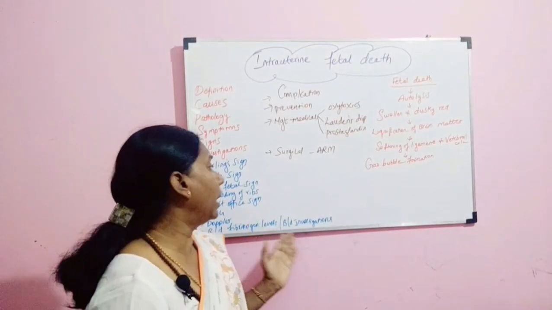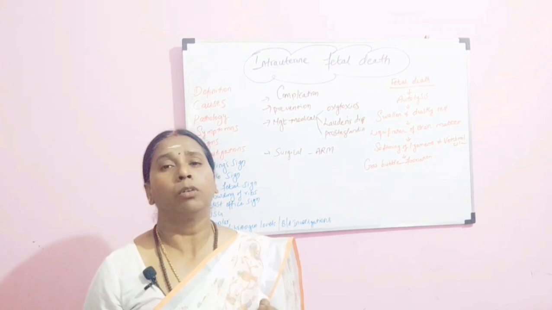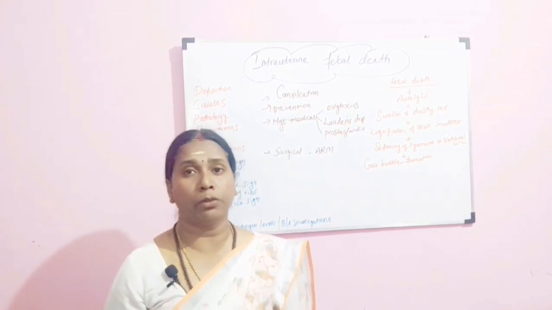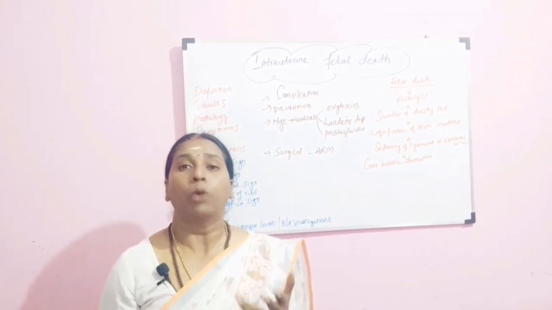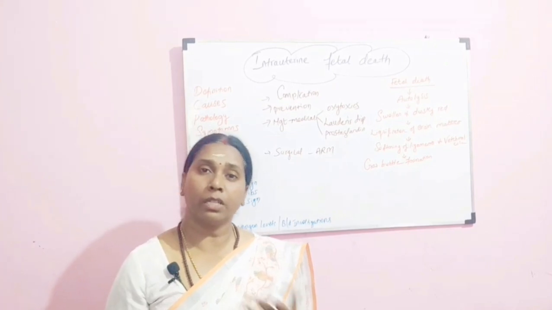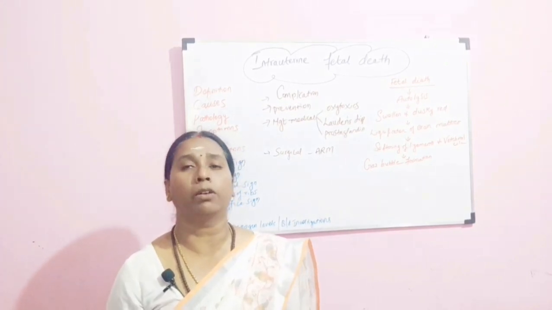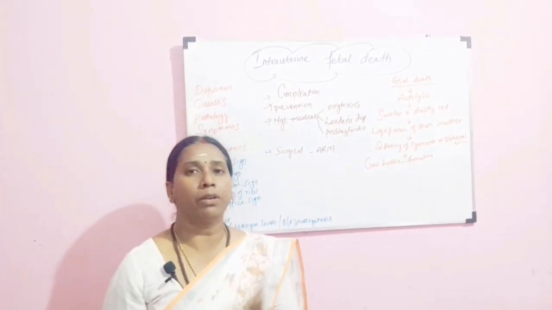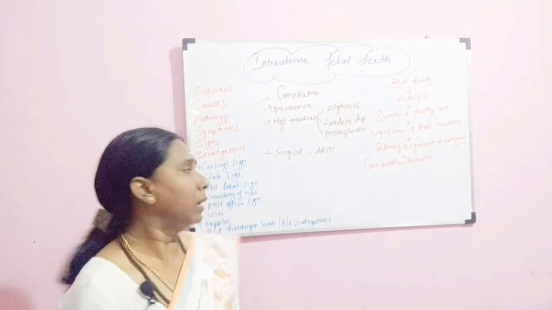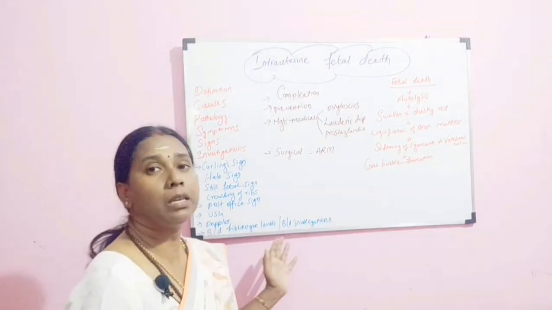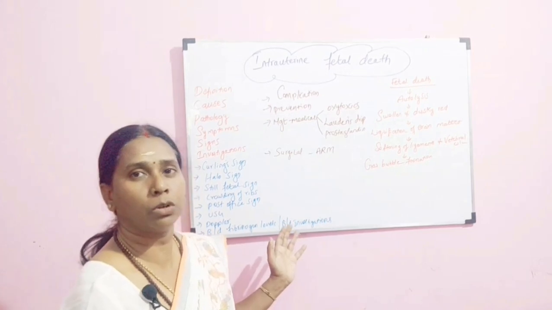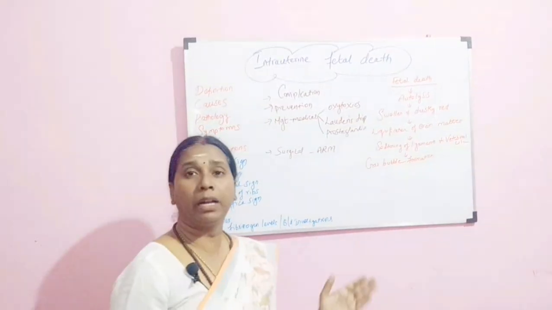Then we have blood fibrinogen levels. You have to assess blood fibrinogen levels to see any coagulation disorders, because once the fetus is dead, there will be a coagulation disorder. So within 1 week, you have to analyze the blood fibrinogen levels to see whether there are any coagulation disorders happening.